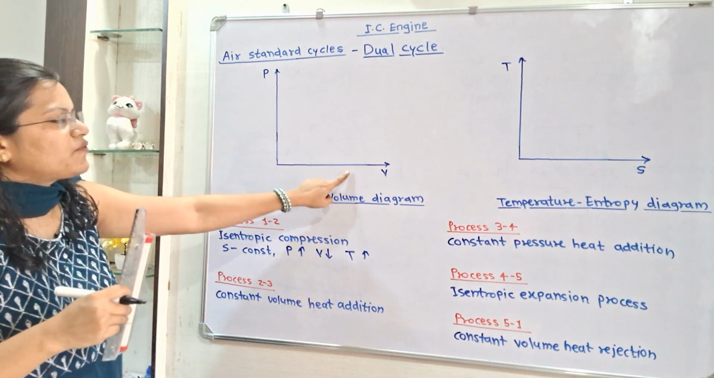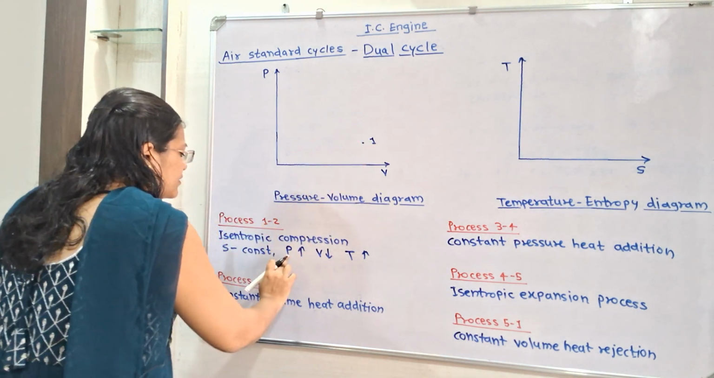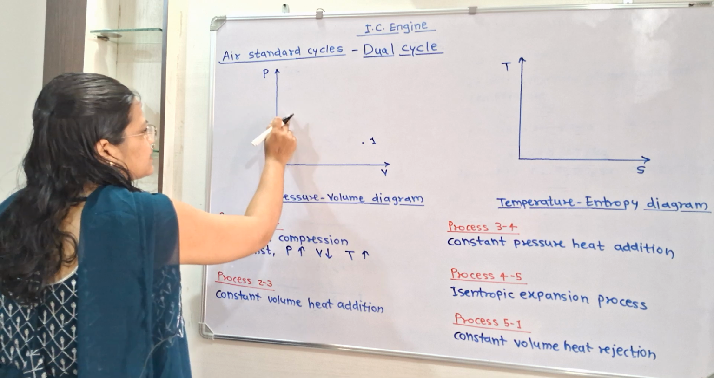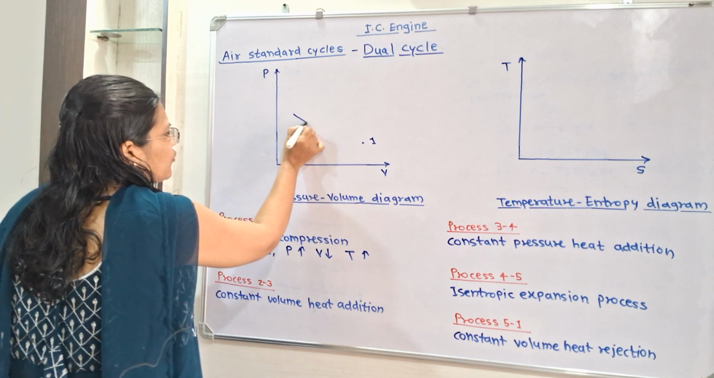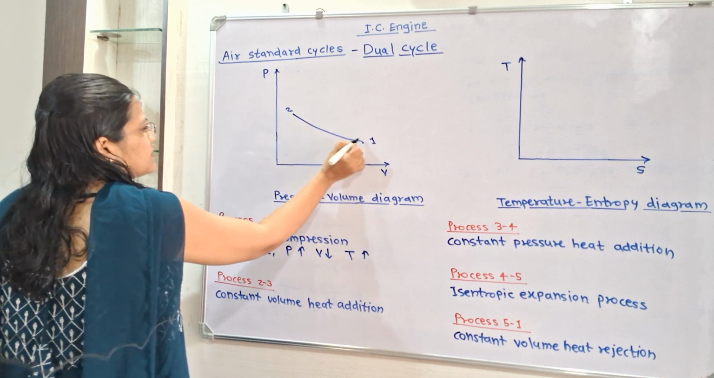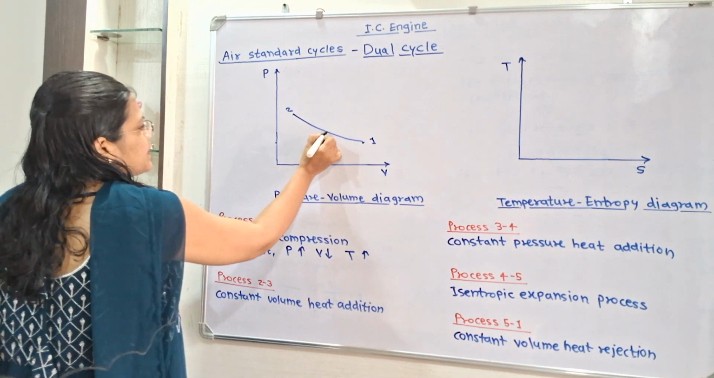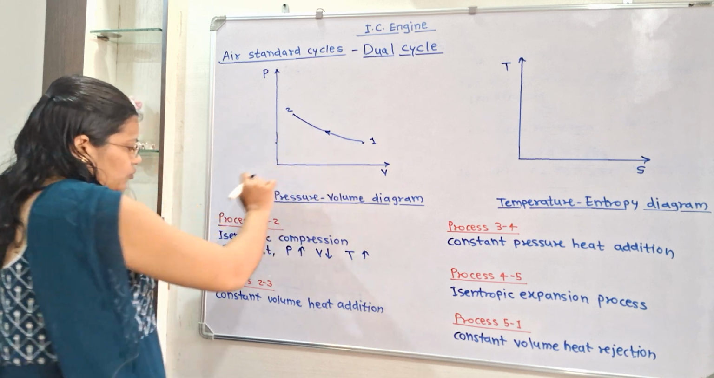Now on this pressure-volume diagram, we will select the initial point 1. Here there is an increase in pressure and a decrease in volume. So we have to show this point 2 with increased pressure. If we observe, this is pressure P1 and here is pressure P2. Increase in pressure and decrease in volume.